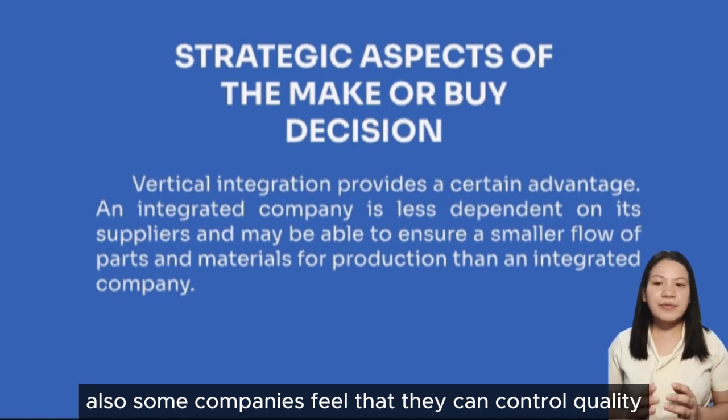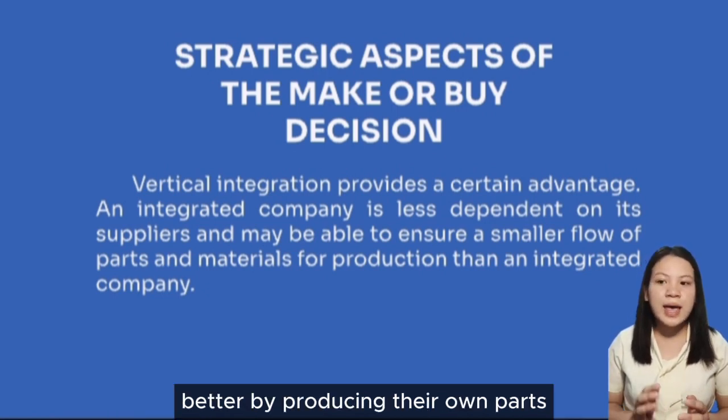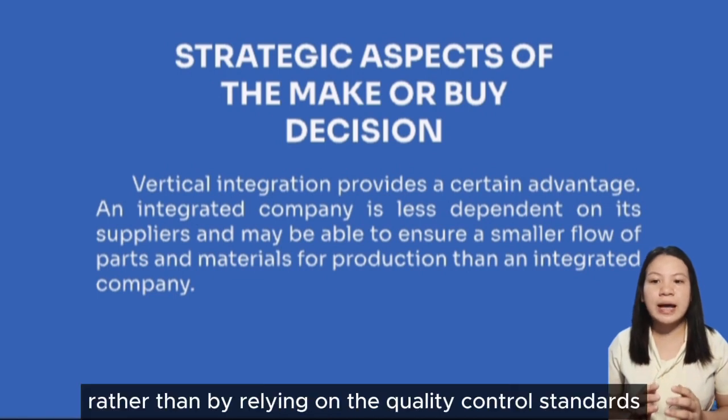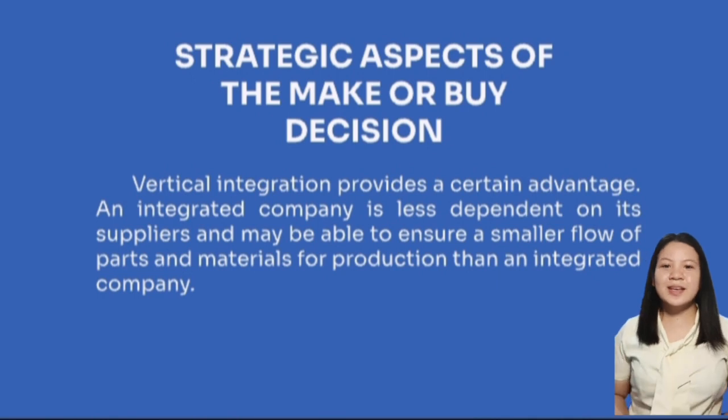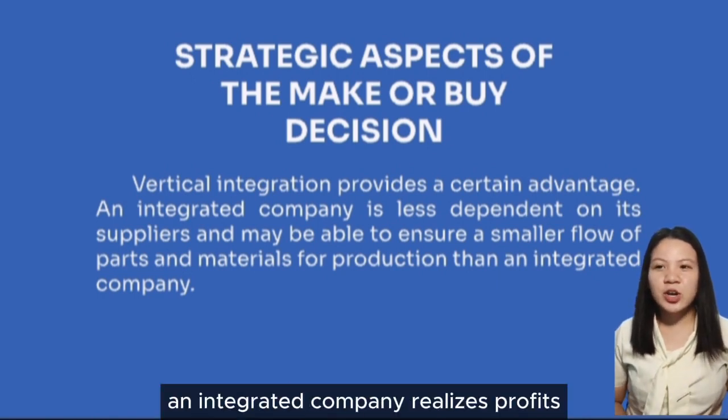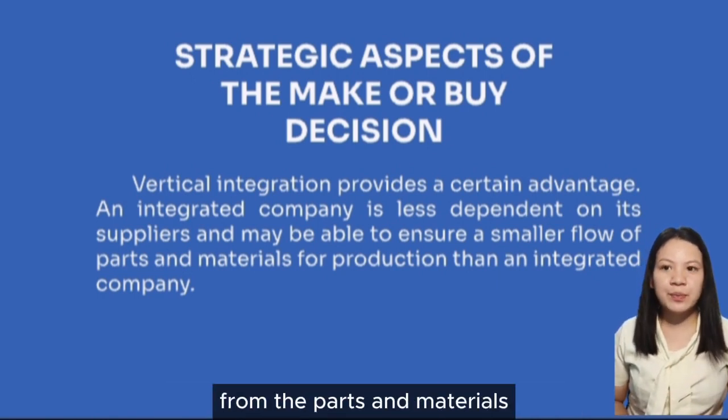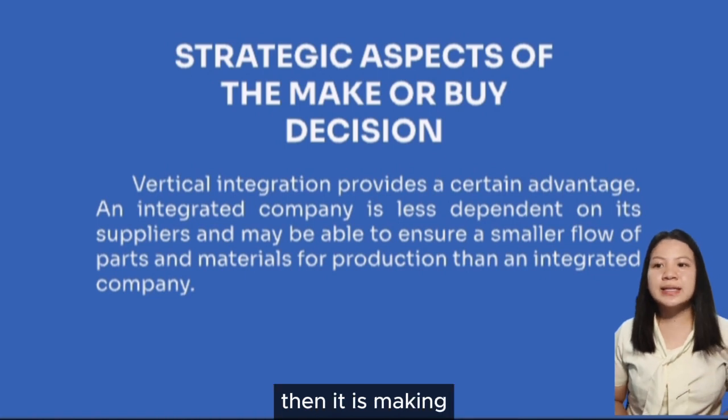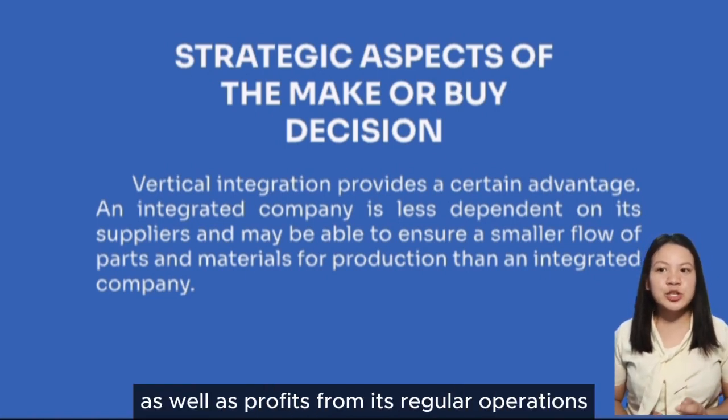Also, some companies feel that they can control quality better by producing their own parts and materials rather than by relying on the quality control standards of outside suppliers. In addition, an integrated company realizes profits from the parts and materials that it is making rather than buying, as well as profits from its regular operations.